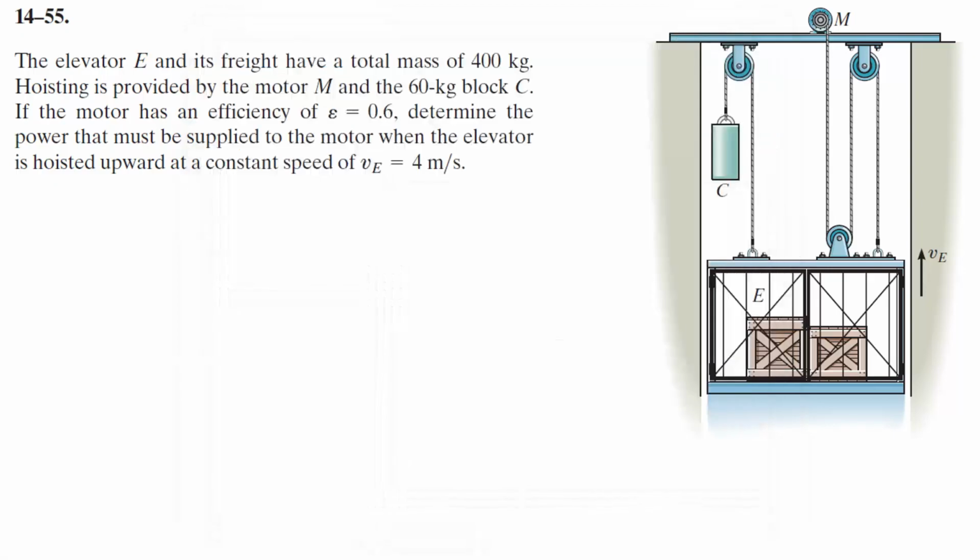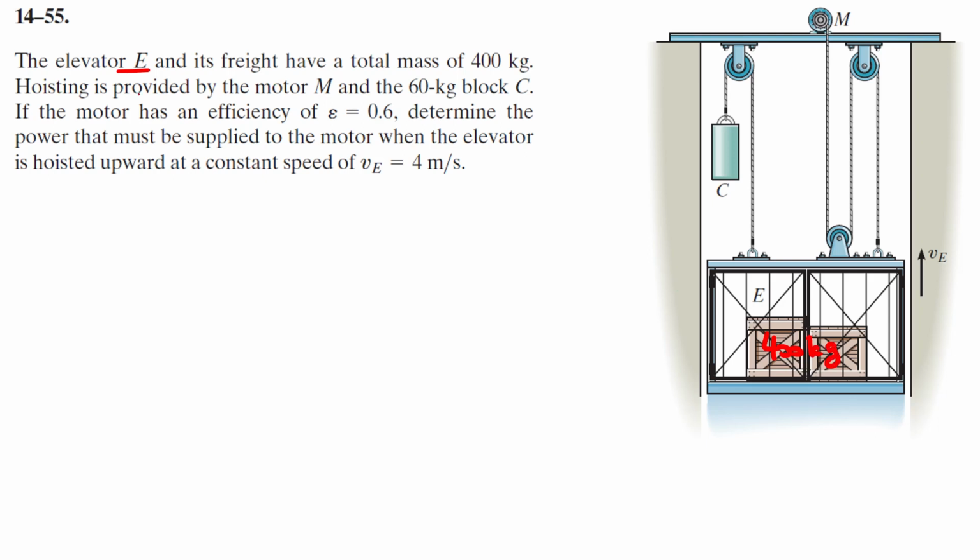Hello everyone, this is another example on this chapter. So the question says that we have an elevator E and then it has a freight with a total mass of 400 kg. That's the freight mass.